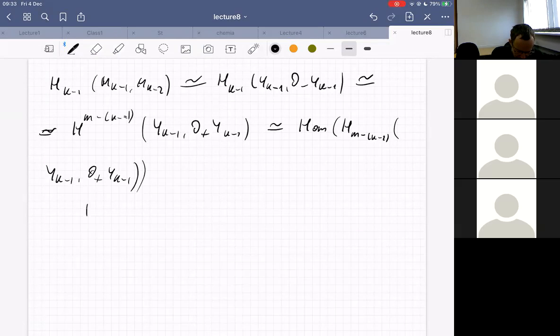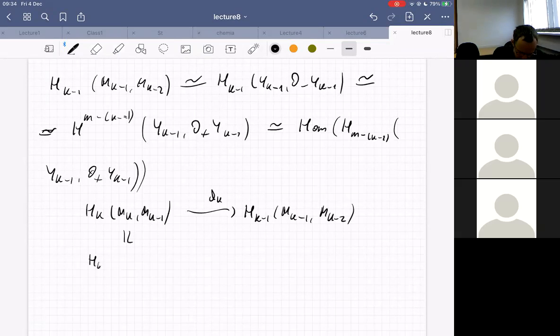And recall that we had a map hk of mk minus 1, that was our differential, going to hk minus 1 of mk minus 1, mk minus 2, and this is the same as hk of yk, d minus of yk, but this is the same as hk of yk, d plus of yk minus 1, because these two overlap.